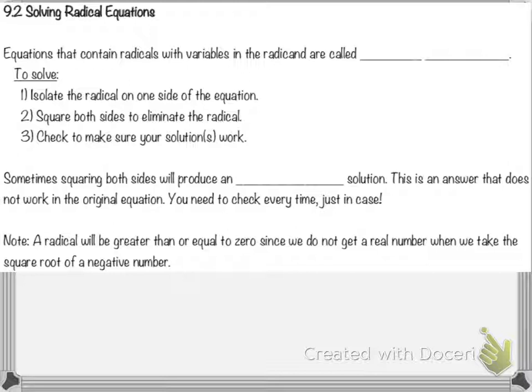Solving radical equations. So radical equations are equations that contain radicals with variables in the radicand. And so, like I said, equations that contain radicals with variables in the radicand are called radical equations. I like to think that's pretty straightforward. So one of the things I love about math is, equation with radicals, radical equations. So we have 3 steps here to solve.